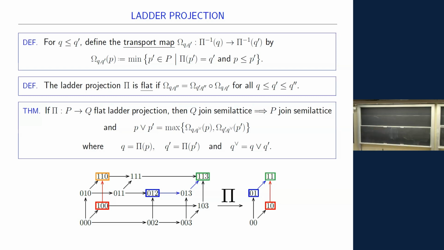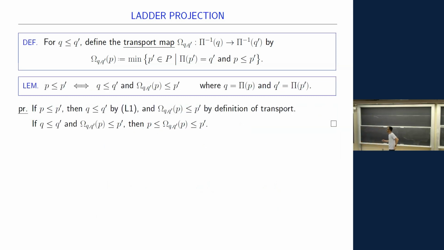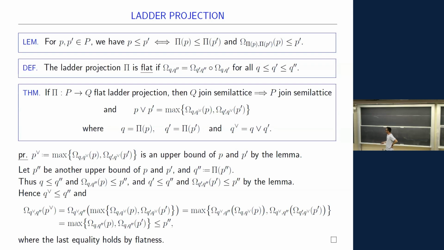Okay, so I wanted to tell you just the ingredients of the proof. The first ingredient is that you can use transport to understand comparison in P in terms of comparison in Q and comparison in fibers. So you can compare P and P prime in P by just comparing their projections, Q and Q prime, and comparing the transport of P to Q prime with respect to P prime. That's a lemma. The full proof is here, and then we use this lemma to prove the theorems that I told you. We don't go through the proof, but I promise you that all the proof is here.